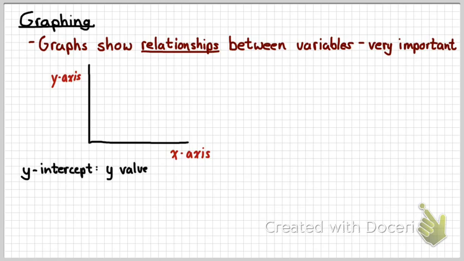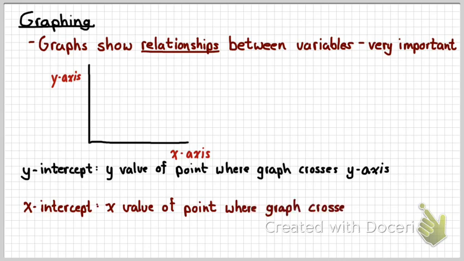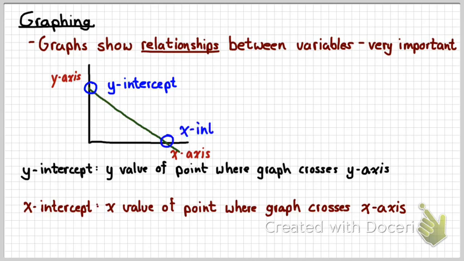The term y-intercept is simply the y-value of the point where your graph crosses the y-axis, and your x-intercept is the x-value of the point where the graph crosses the x-axis. So to give you an example, if I have a graph that looks like this, this point right here will be referred to as the y-intercept. This point will be referred to as the x-intercept. And we'll look at some more concrete examples in just a second.